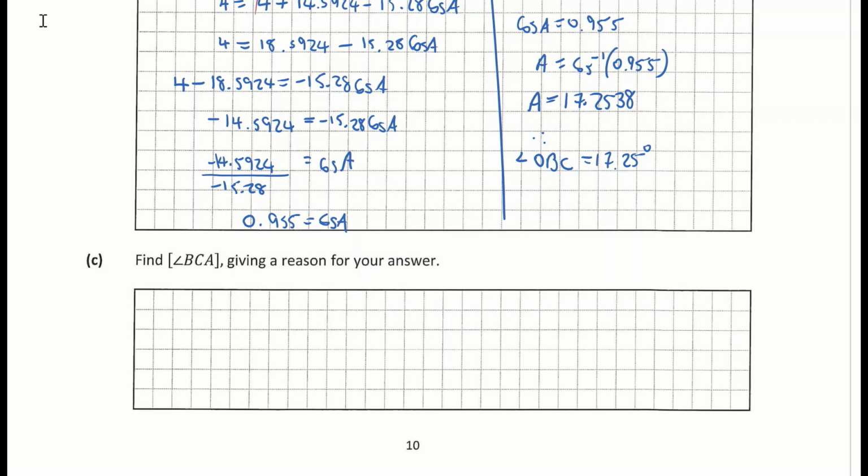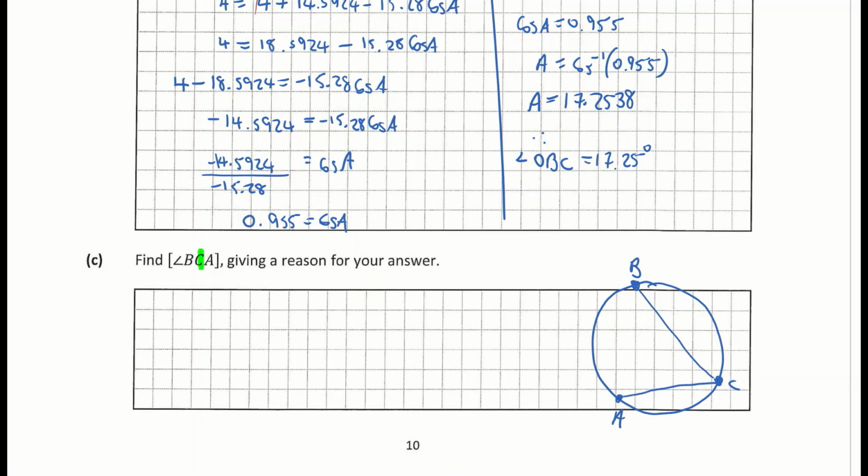Find the angle BCA. Give a reason for your answer. So let me just draw out what we have here again. So I have my circle, and the 3 points in the circle that I'm going to focus in on is B, C, A. And they want me to find the angle BCA.